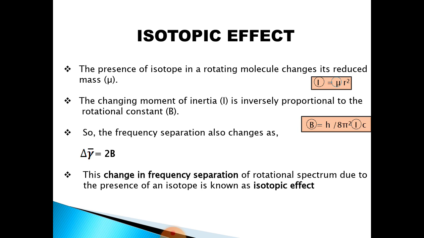This changing moment of inertia is inversely proportional to rotational constant, and this leads to change in rotational energy and hence the frequency separation between the lines. So, the frequency separation changes as del nu bar is equal to 2B. This change in frequency separation of a rotational spectrum due to the presence of an isotope is known as isotopic effect.